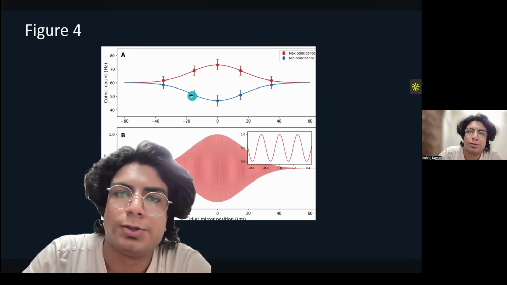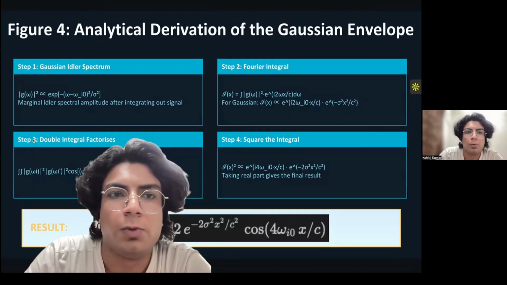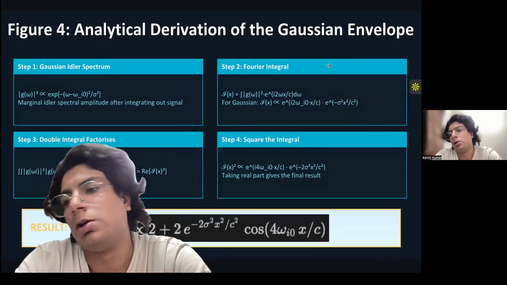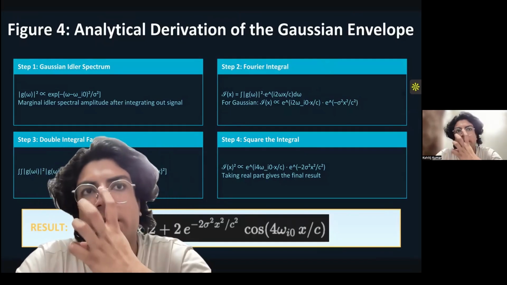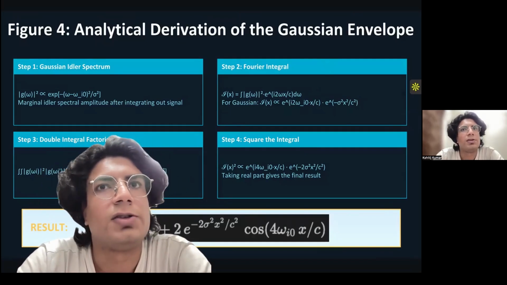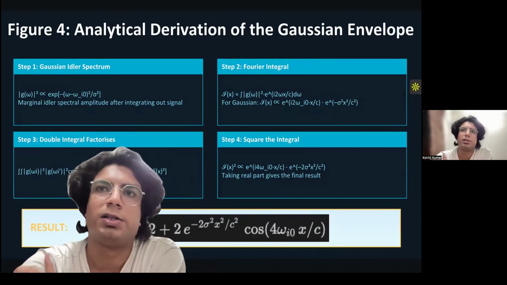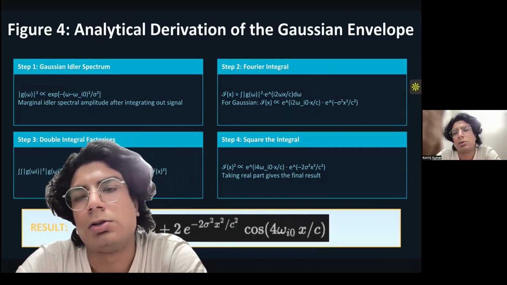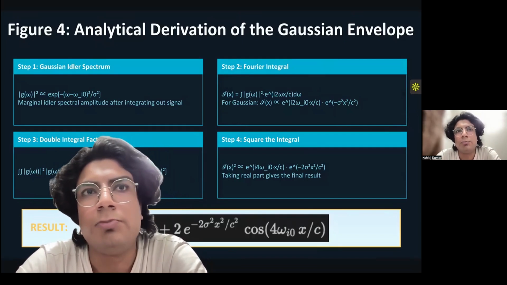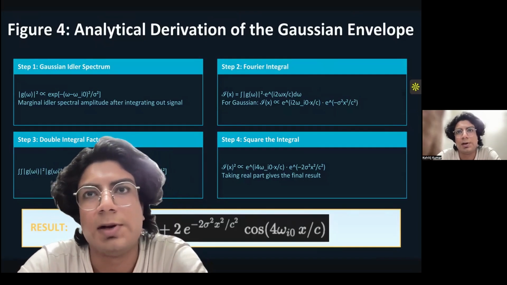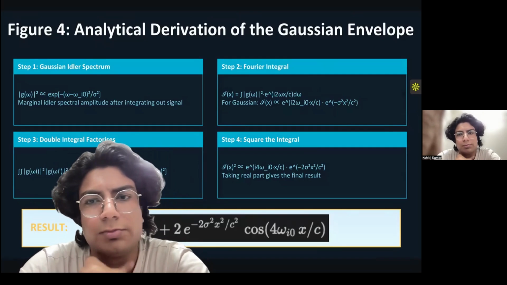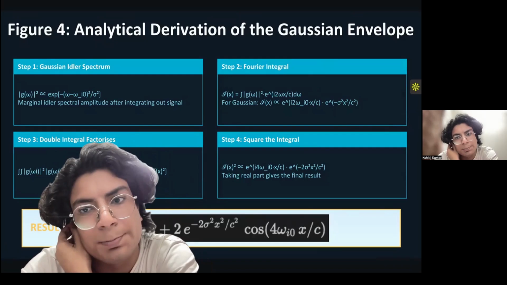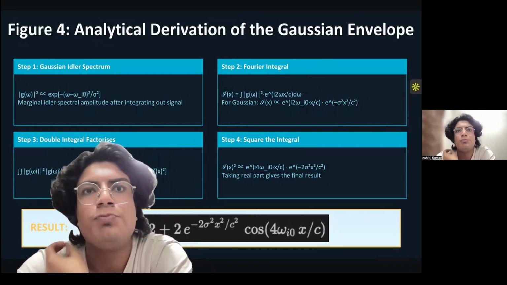Okay. Now moving on to how we derive the analytical solution. I'm not going to go into too much detail, but here are the steps. We begin by assuming a Gaussian profile for the marginal idler spectrum amplitude. After that, we integrate out the signal photon. In the next step, we take the Fourier integral of the spectrum to translate it from the frequency domain into the spatial displacement domain, yielding a function I(x) that contains both the rapid oscillations and the Gaussian decay, as you can see from this equation in step 2.